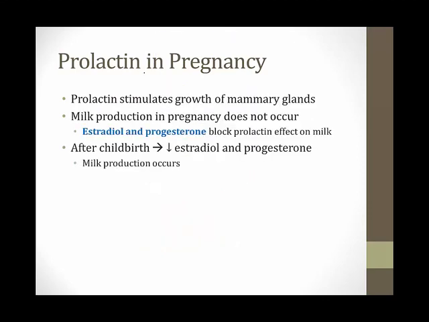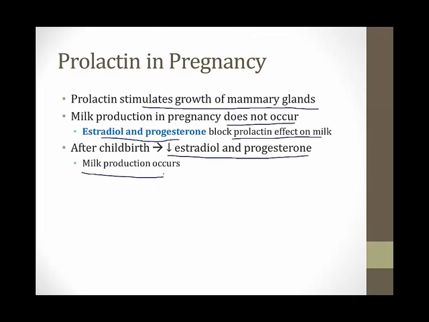Prolactin is very important in pregnancy for preparing the mammary glands to produce milk. Prolactin stimulates growth of the mammary glands when the woman is pregnant. Importantly, milk production in pregnancy does not occur, and that's because estradiol and progesterone levels, which are very high during pregnancy, block prolactin effect on milk production. After childbirth, however, the levels of estradiol and progesterone fall, and then milk production occurs from the mammary glands, which have grown in size because of exposure to prolactin.